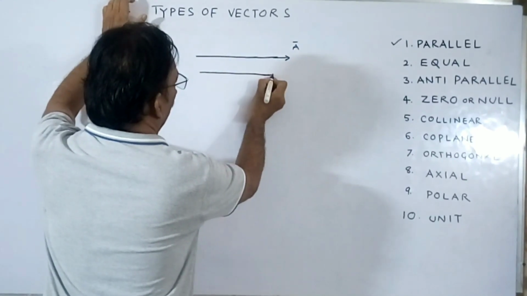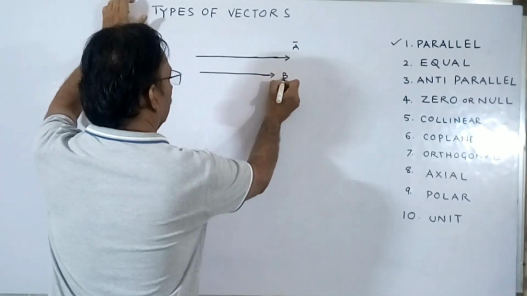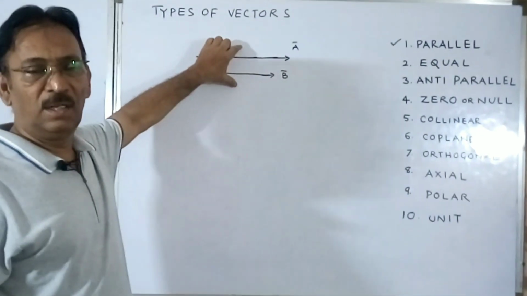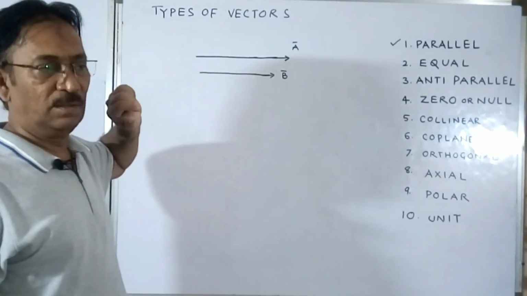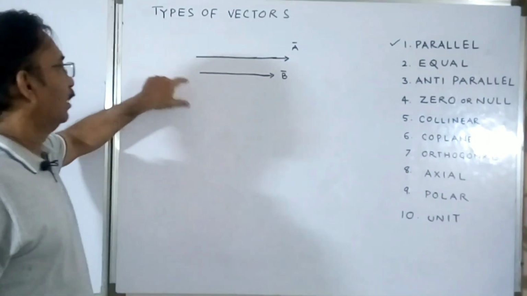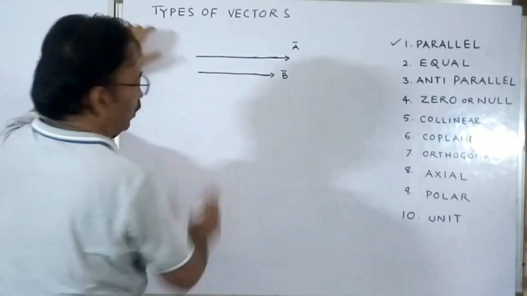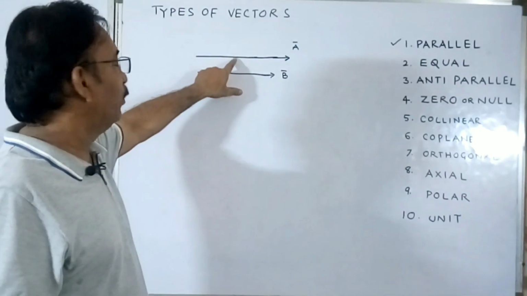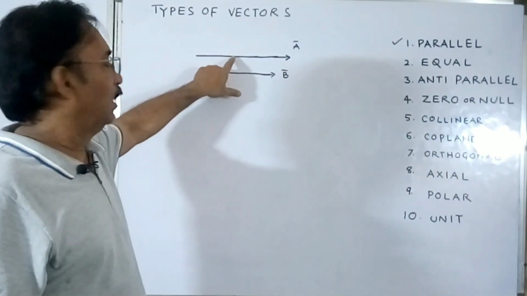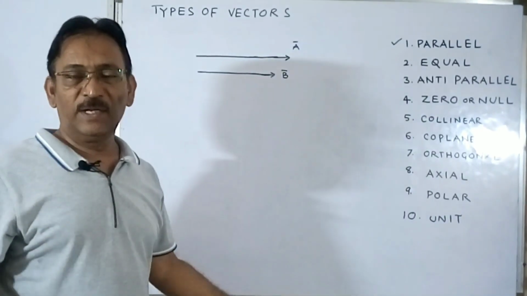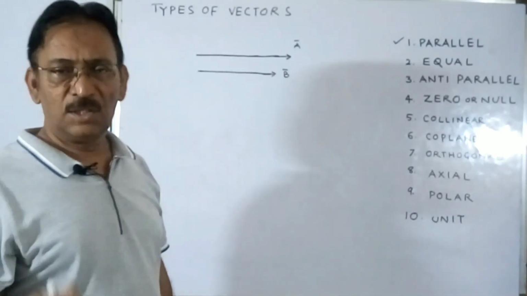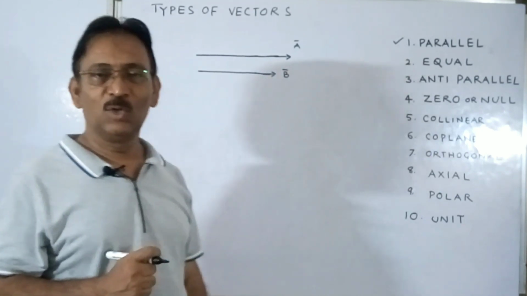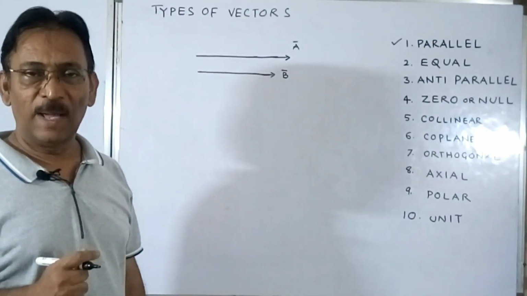It is the B vector. If we arrange these two vectors in this way, we call them parallel vectors. Here they appear to be moving along the same line, and if you watch carefully, the angle between the two vectors is 0. When the angle between the two vectors is equal to 0, we call them parallel vectors.